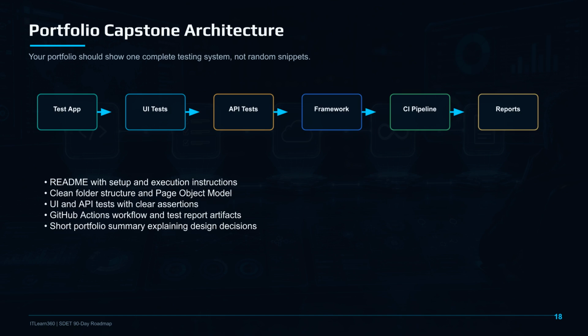Now let us design the portfolio capstone architecture. Your portfolio should not look like random snippets. It should show one complete testing system. Start with a practice application. Add UI tests for important user journeys. Add API tests for service level validation. Organize the code with page object model, utilities, configuration, and test data. Then add a GitHub Actions pipeline that runs the tests automatically and produces reports or artifacts.